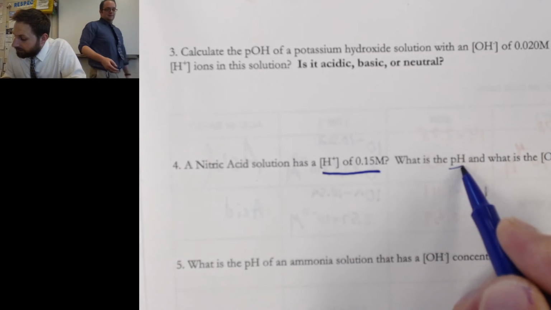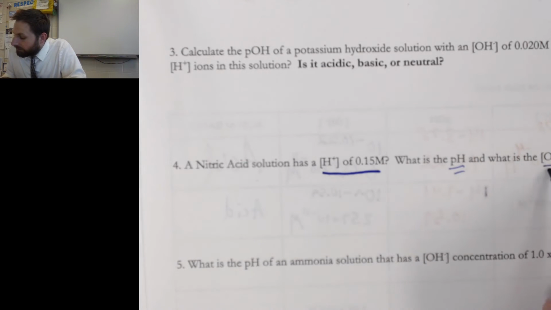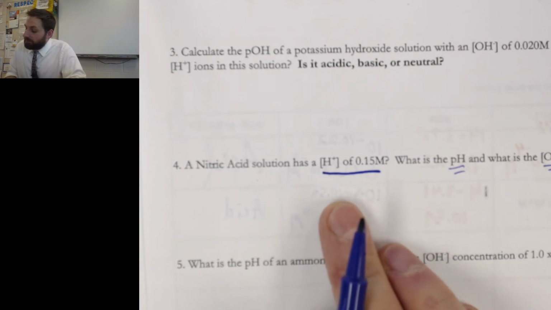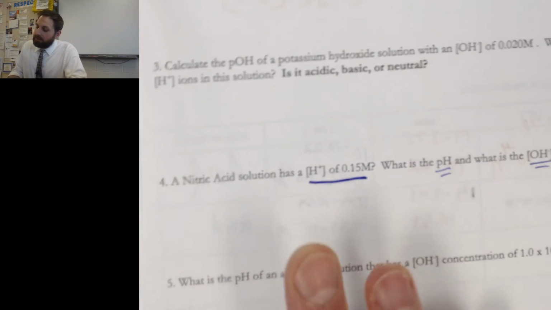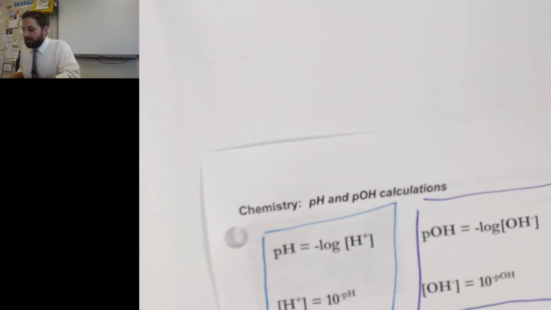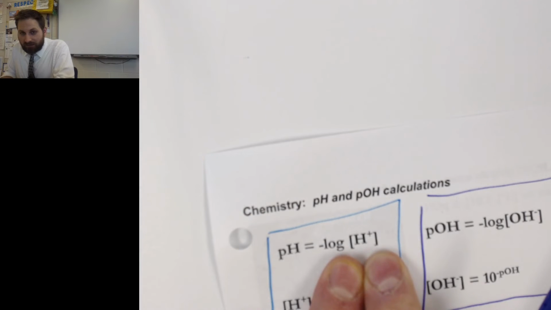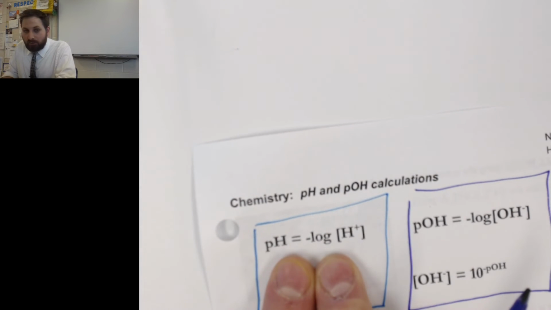All right, so I have a nitric acid solution. I am given a concentration of it. The question is asking what is the pH and what is the hydroxide ion concentration. So again, I'm using those equations from the front to calculate different things. I have the concentration of H pluses. Because I have the concentration of H pluses, I can use this equation to find my pH.